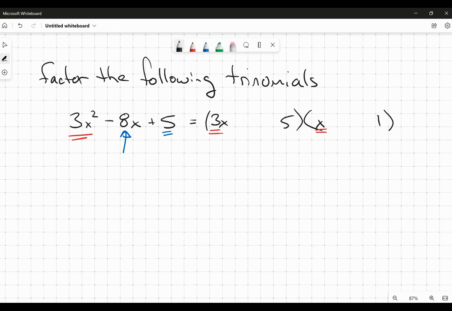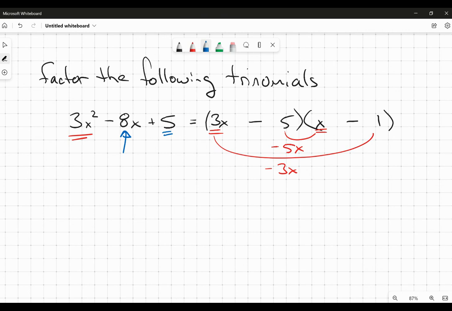And this should work here, but let's just check it. So 3 times 1 and 5 times x there. So 3x times 1, that's going to be 3x. 5 times x is 5x. Can I combine that to be negative 8? Yes, I can, as long as these are both negative, which means each of these terms that I'm plugging in there is going to have to be negative.